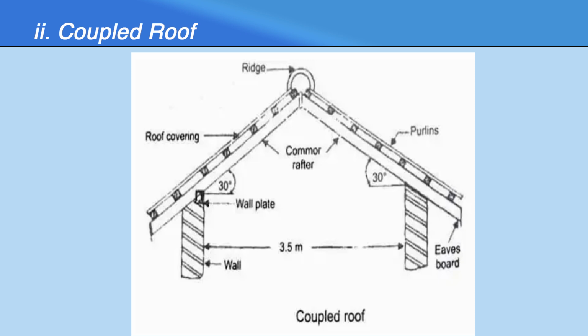This is the photograph. You can have a clear idea that it slopes in two directions. So, the rafters, and above that you have the battens and covering materials. One end is fixed in the wall plates, and the span, that is the distance between two walls, is around 3.5 meters.